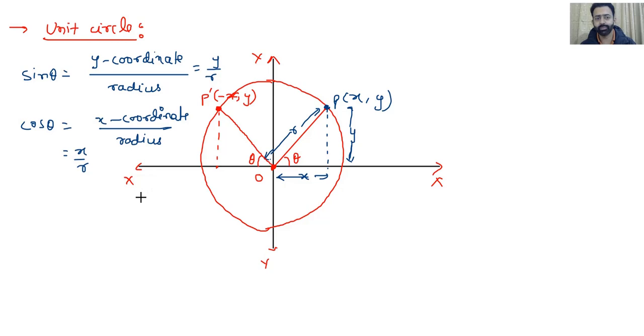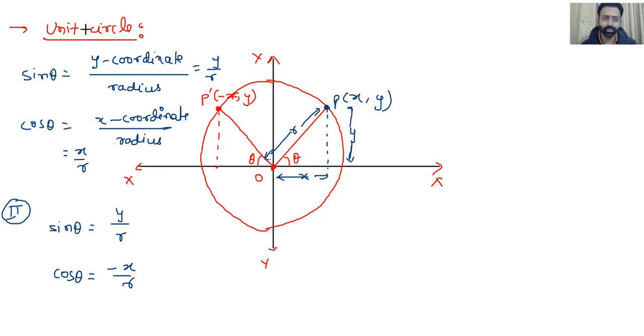Now according to the definition of sine theta and cos theta, in the second quadrant, sine theta is y coordinate upon r. In the second quadrant, the y coordinate is just y, so it is y by r. And cos theta in this case will be the x coordinate. What is the x coordinate in the second quadrant? It is minus x. So cos theta is minus x by r.